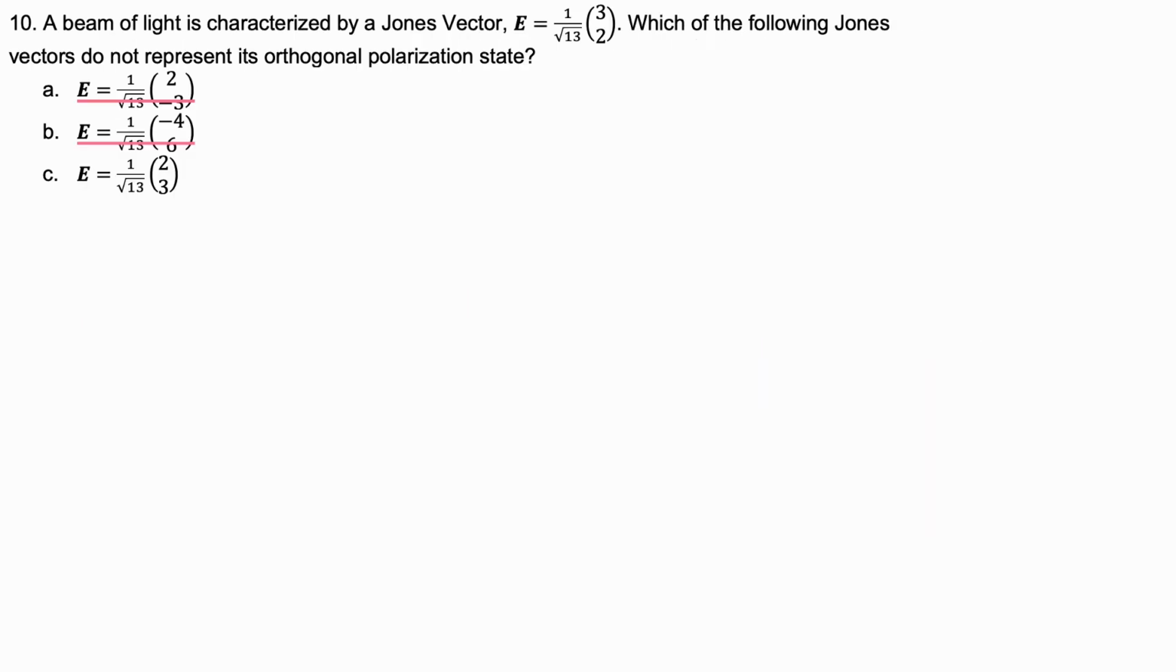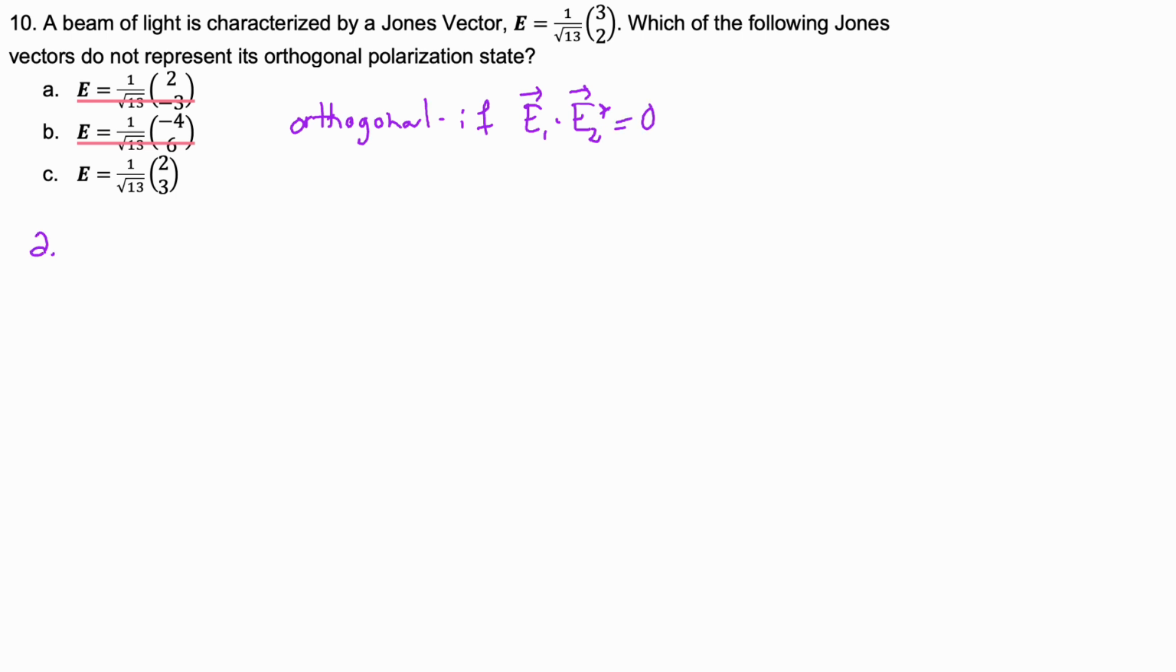All right, so the next problem: we have a beam of light characterized with a Jones vector, and we need to determine which of the following Jones vectors does not represent an orthogonal polarization state. We know we have orthogonal polarization states if the scalar product of one Jones vector with the conjugate of the second one needs to be equal to 0, right?